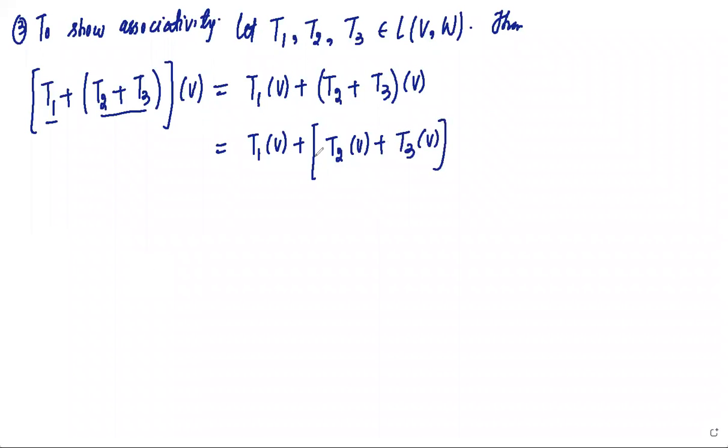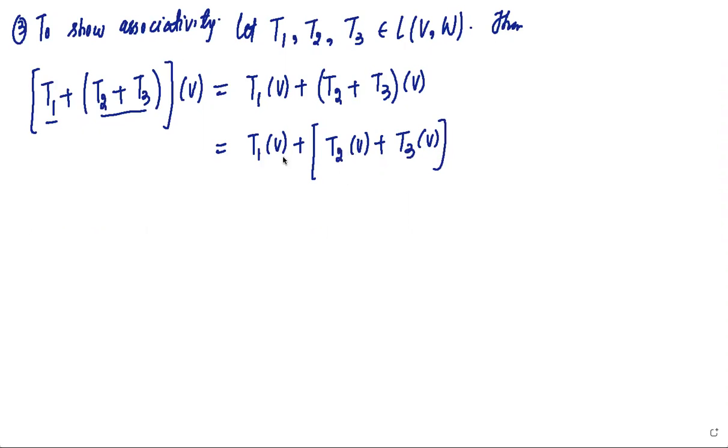But now here we can use the fact that W is a vector space, and T1V, T2V, and T3V, they all belong to W because they are the images of the linear transformations from V into W. Okay, because these are the three images under three different linear transformations. So therefore, these three vectors, T1V, T2V, and T3V, they all belong to W, and W is a vector space. And once W is a vector space, it is associative.